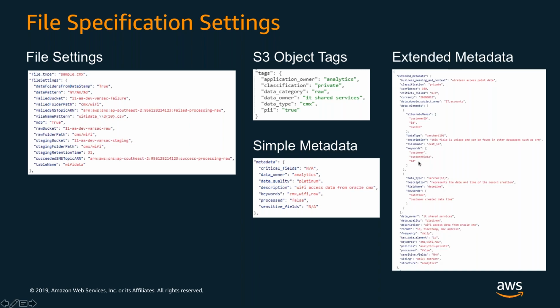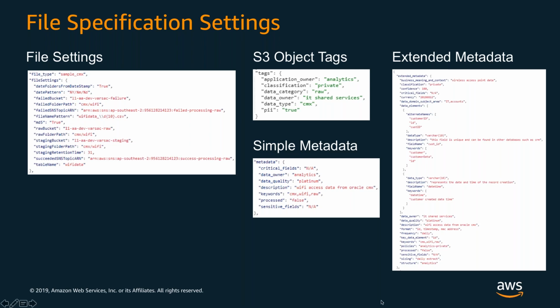And then we have extended metadata, which is cataloged to a separate DynamoDB table, as well as in Elasticsearch. And as you can see, it's quite comprehensive. These extended metadata values can include business, operational, and technical terms, field names, data types, and field aliases. And again, you can customize all these values.